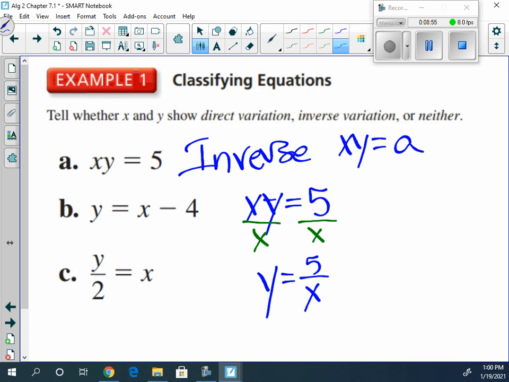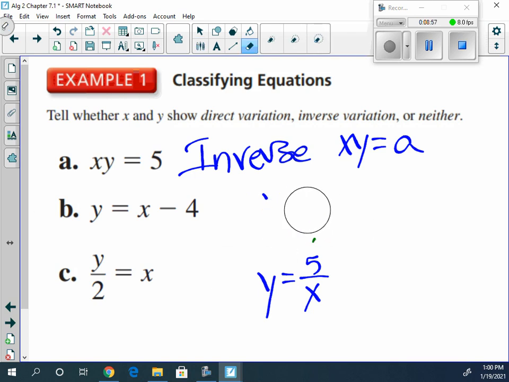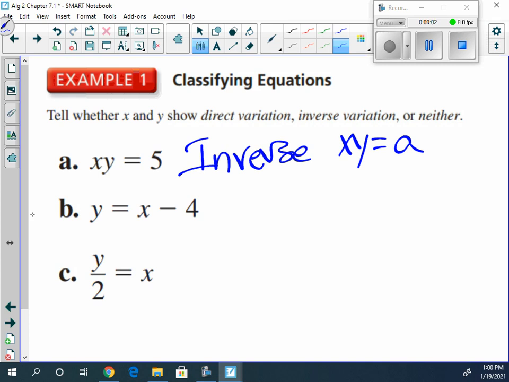Okay. How about letter B? y is equal to x minus 4. What do we think? Why are we saying neither? I agree. What does this have that our other ones don't? Subtraction.